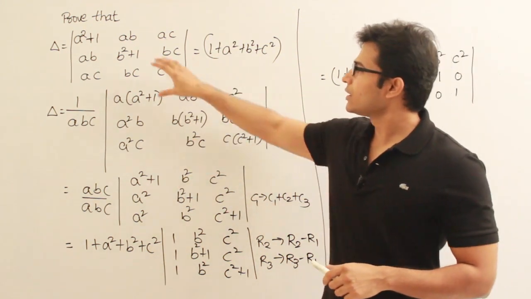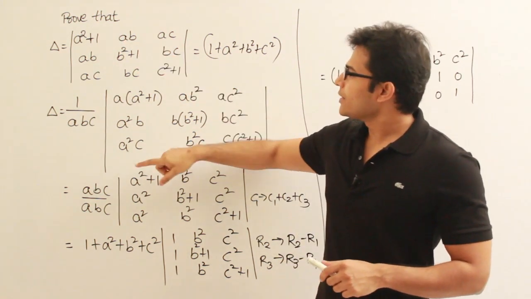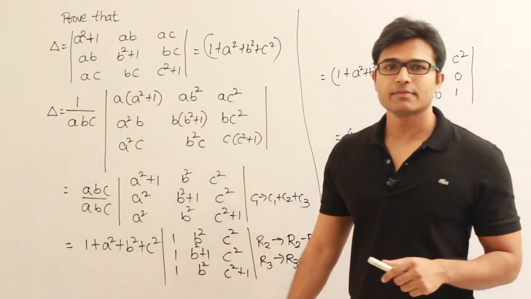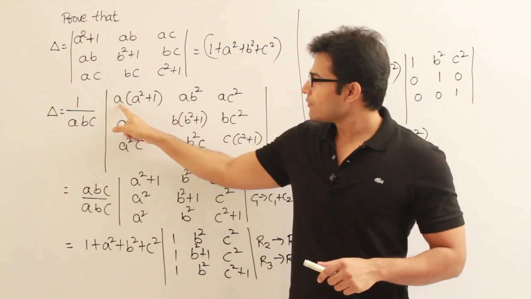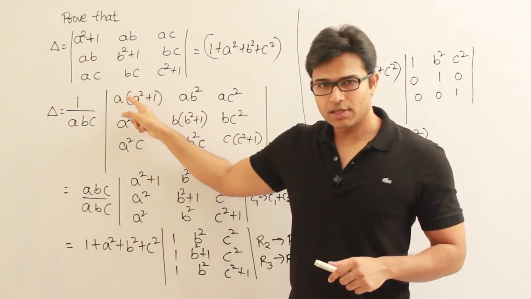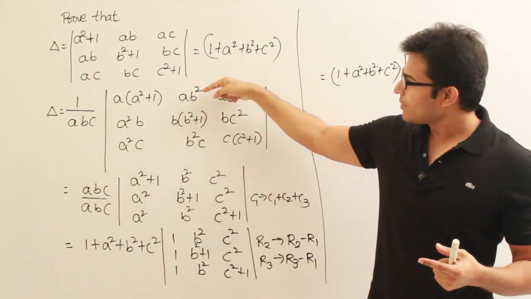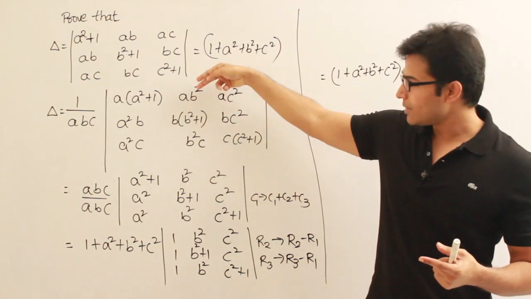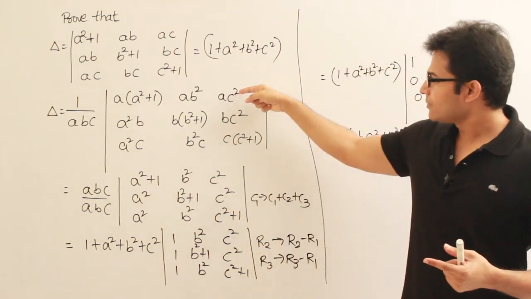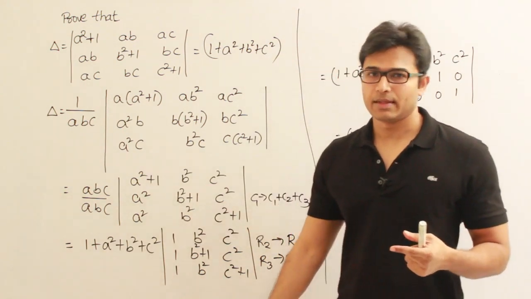Now if you observe it, I have taken this entire determinant and multiplied the first column with a. That is why I am getting a multiplied everywhere. And since I have multiplied the entire column with a, to balance it out, I divided with a. Again I multiplied this entire column with b, and to balance it out, I divided with b, and again multiplied this with c and divided with c. That is why I got 1 by abc.